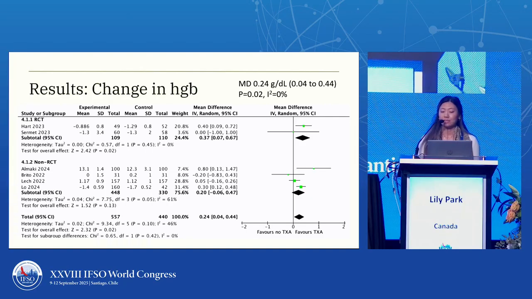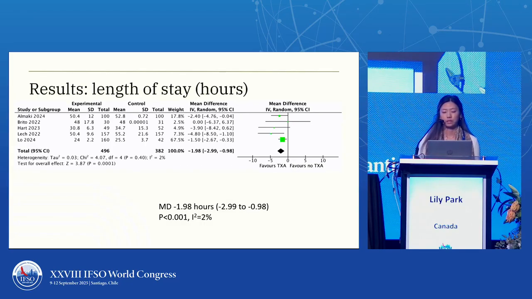Change in hemoglobin was statistically significant, but possibly not clinically significant, as the mean difference was 0.24 grams per deciliter. Again, heterogeneity was quite low. Length of stay in hours was different by 2 hours, favoring the TXA group again. Again, statistical significance with low heterogeneity.